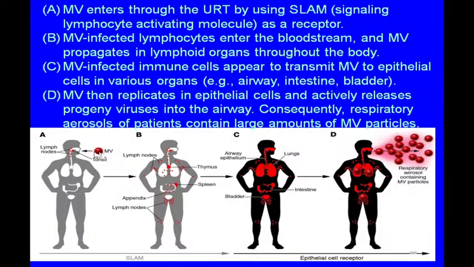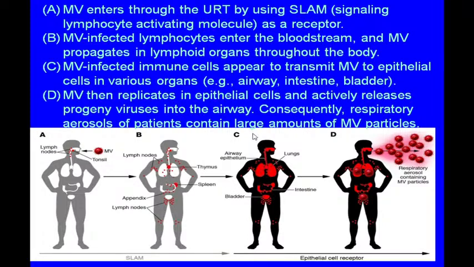Then when it is transmitted as airborne disease, it enters through upper respiratory tract, mainly by using SLAM, and these are signaling lymphocyte activating molecules as receptors. So then these viruses infect also lymphocytes and enter the bloodstream. And it propagates in the body and spreads through lymphoid tissues around the body. By the way, in this moment, the person is not infectious yet.